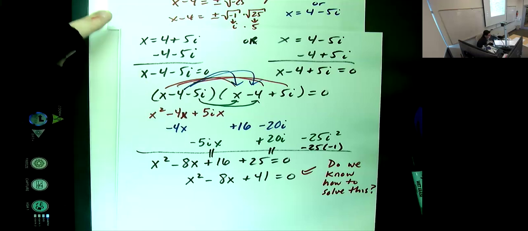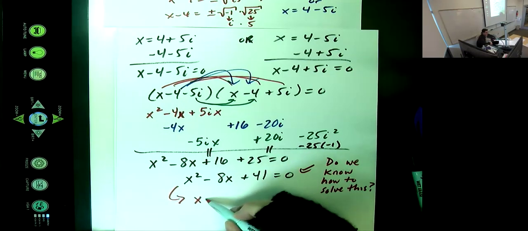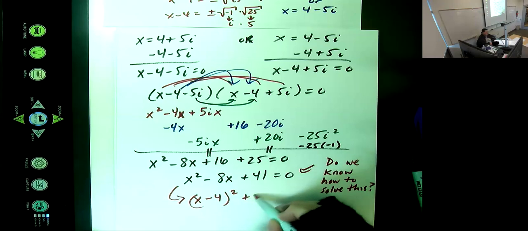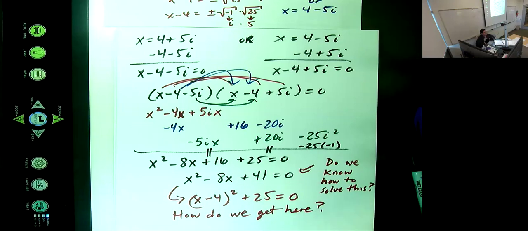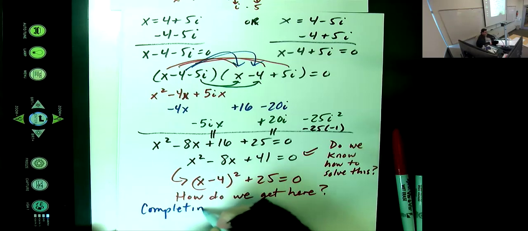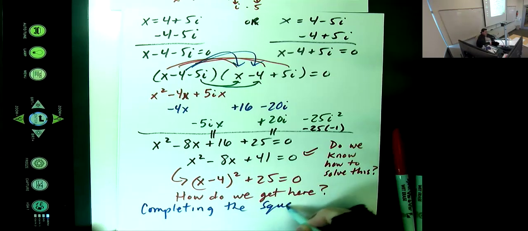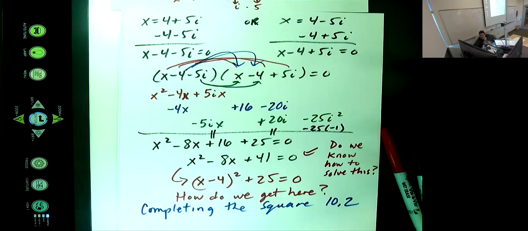So how do we get there? How do we even get to what we started with? We started with x minus 4 squared plus 25 equals 0. How do we even get here? That's where we started. That is called completing the square. How do we get there? Completing the square, that's 10.2. And we will do that right after break. This is where you do 1/2 b squared, right? Yep. So I'll hit pause. Let's take a 6 or 7 minute break.